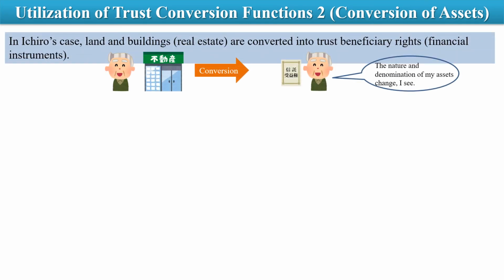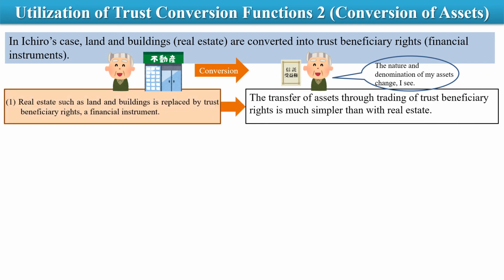Trusts also possess the function of converting assets. In Ichiro's case, the land and the building are converted into trust beneficiary rights. First, land and buildings, real estate, become trust beneficiary rights, a financial instrument. This conversion makes it easier to buy and sell trust beneficiary rights than real estate.